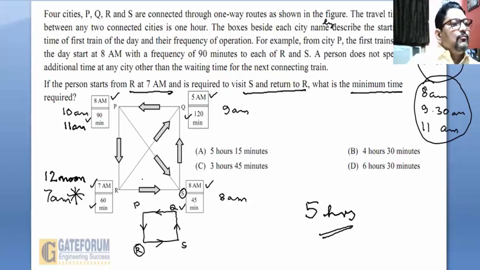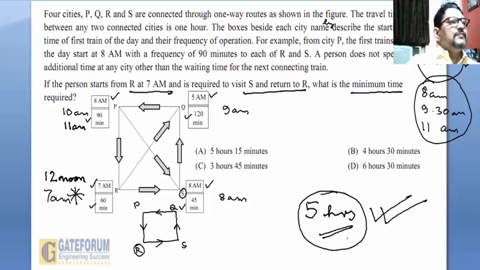So here 7 a.m., 1 hour, immediately gets the train, 1 hour, 8 a.m., immediately gets the train, 1 hour, 9 a.m. At 9 a.m., we know that a train is starting because 120 minutes is a 2 hour gap. So 5, 7, 9. So 1 hour again here. So he reaches place P at 10 a.m. But then 8 a.m. and 90 minutes later, 90 minutes is 1.5 hours. So 9:30 a.m. is the next train, and the next train would be at 11 a.m. Absolutely correct. So he catches the train at 11 a.m. 1 hour, he reaches R. Minimum time. So this 5 hours is the correct option. I am sure somewhere in these options there is a mistake. So the correct answer would be 5 hours.